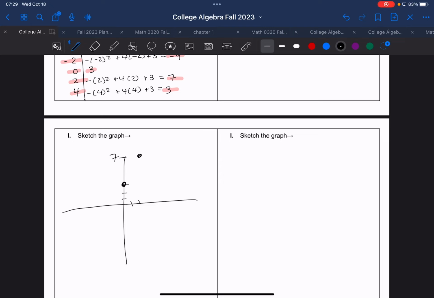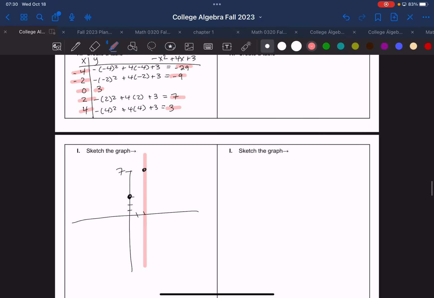Okay. Then I draw my axis of symmetry. And then I go back to my table and plot some points. Am I going to plot that first point, negative 4, negative 29? No, it's too far off the graph. But I can plot negative 2, negative 9, which is going to be, let's say, down here. And I already got that 0, 3. I can plot 2, 7. I already did 2, 7. And then 4, 3.